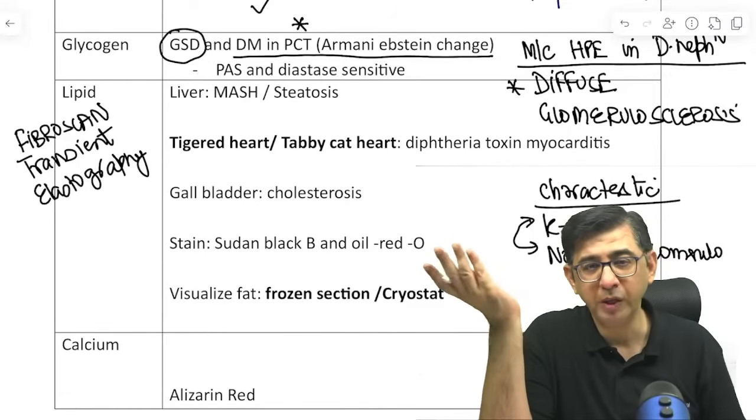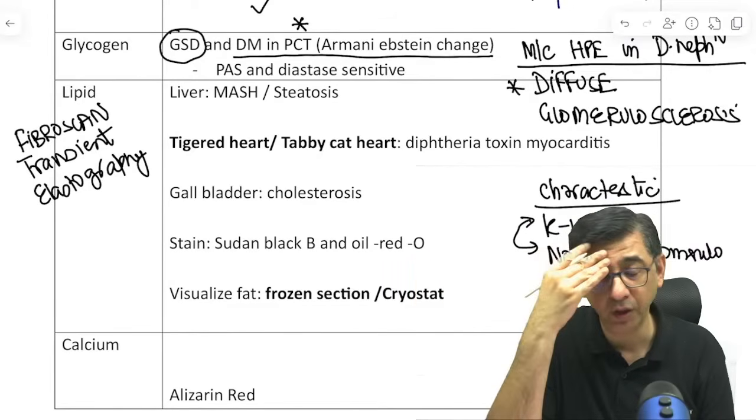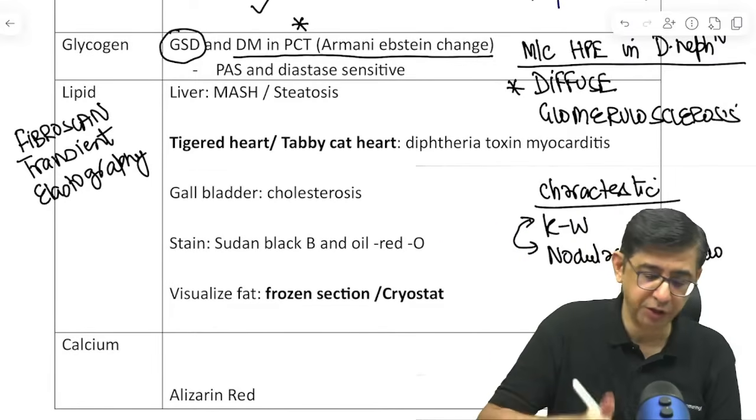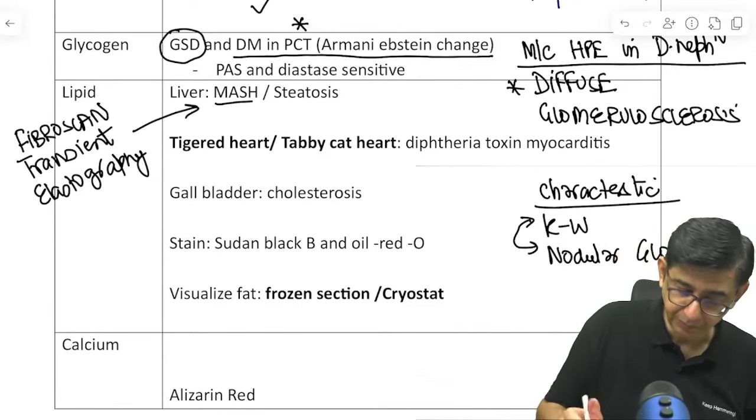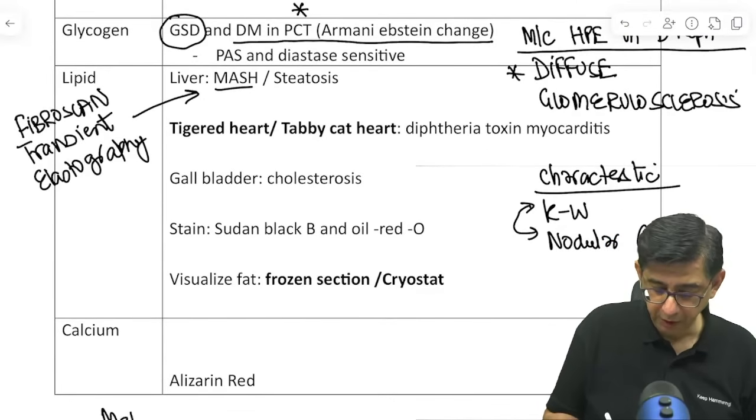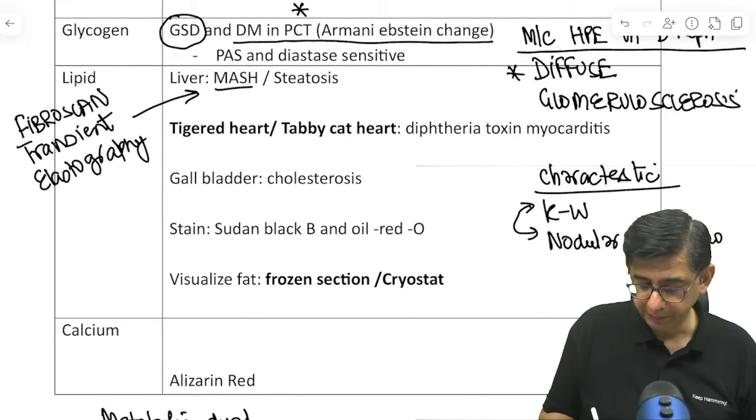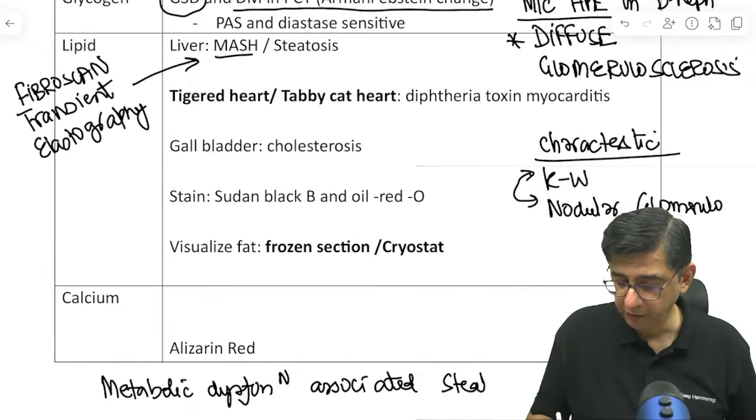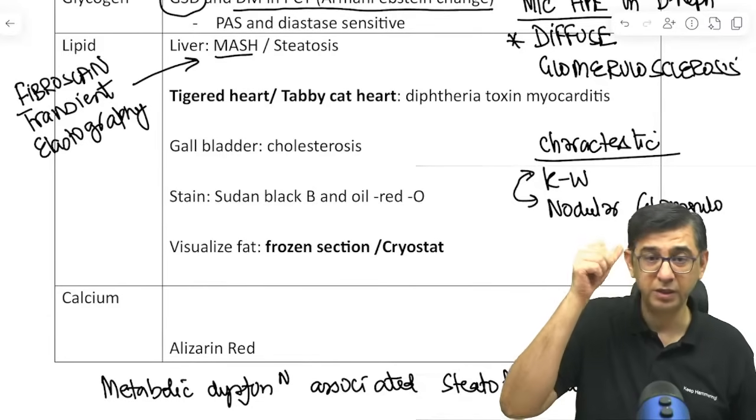The common cause of fatty liver nowadays in India is basically, earlier we were using the term non-alcoholic fatty liver disease. Now we use the word MASH, metabolic dysfunction associated steatohepatitis. I'll just write the name here because you should anyway know this. Metabolic dysfunction associated steatohepatitis is the name for non-alcoholic fatty liver disease.